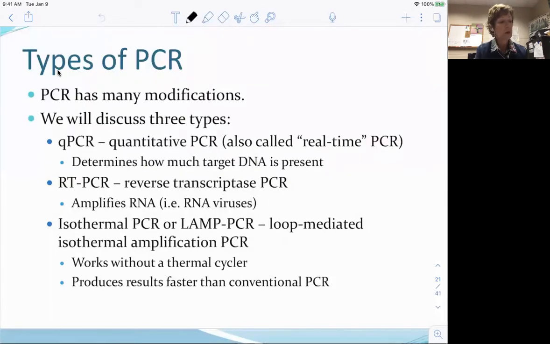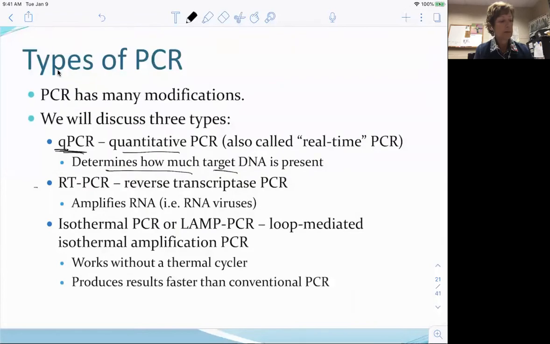So we're going to look at quantitative PCR. The other name for this is sometimes called real-time PCR, but I like to use the word qPCR so we don't get it confused with RT-PCR, which is reverse transcriptase. As we might guess, quantitative PCR lets us determine how much target DNA is present. When we do PCR, we can see a band on a gel. We can sort of estimate how much, but we really don't know precisely. So this is a modification that lets us get much more specific.